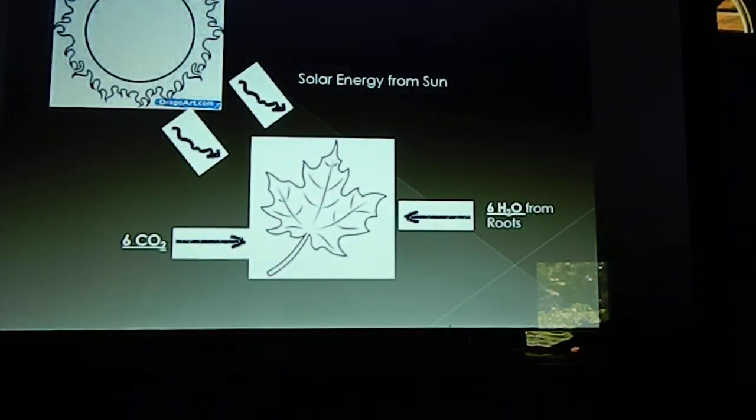So if we look at the broad aspect of how photosynthesis works, you have the sun, and it's releasing solar energy. Where photosynthesis mostly occurs is in the leaves of the plant, all right? And so the solar energy hits the leaf, all right?